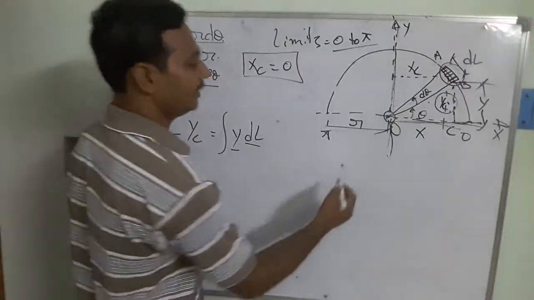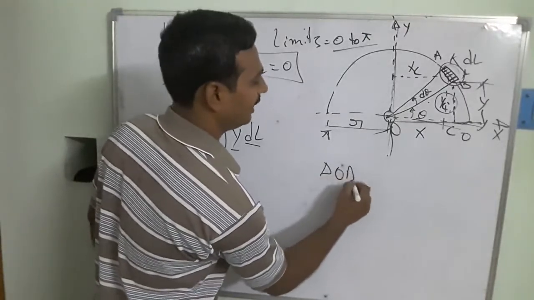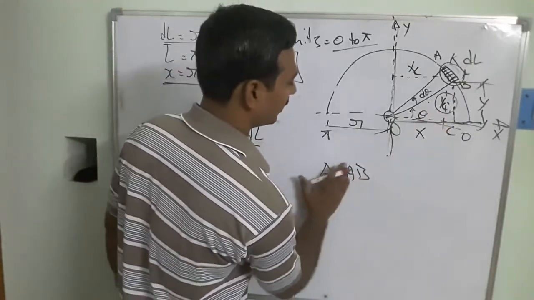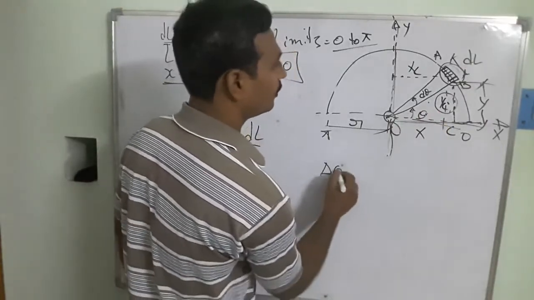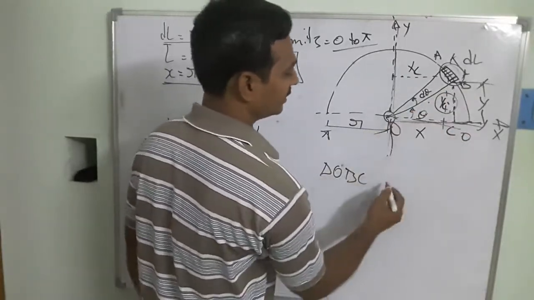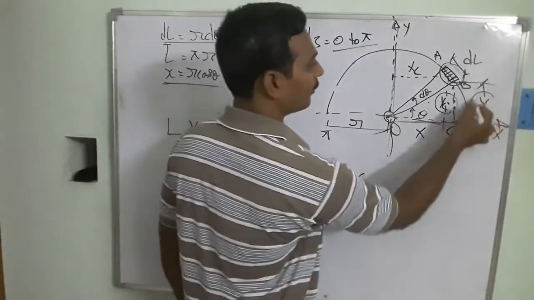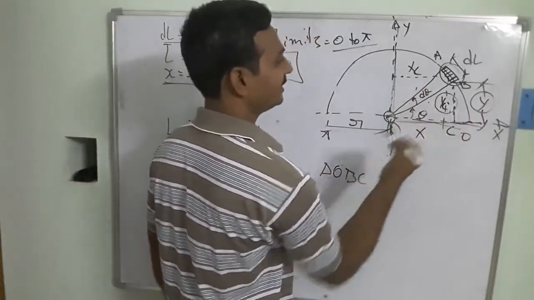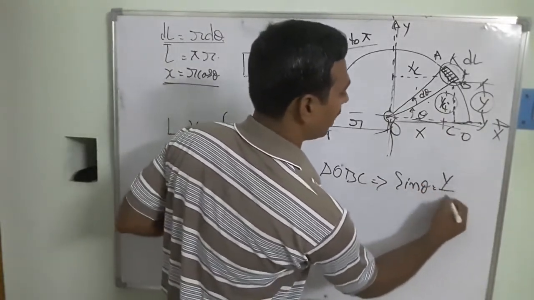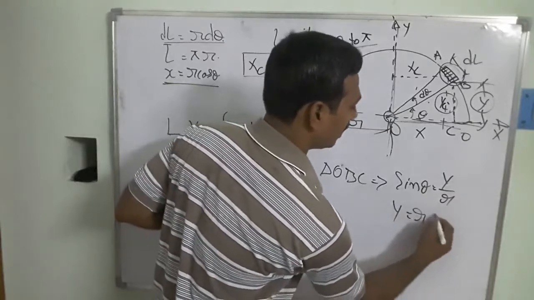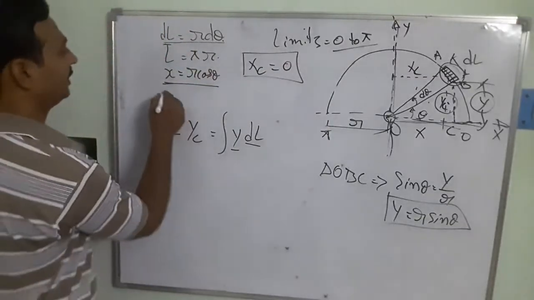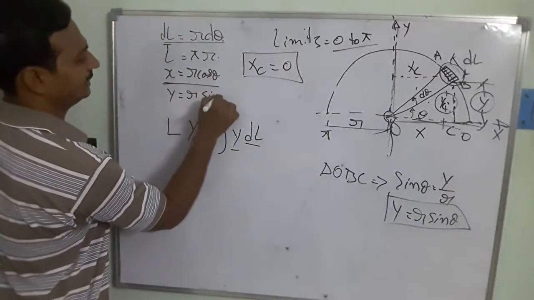Again we are going to take the triangle OAB. Sorry, not the triangle OAB. Now I am taking the OBC triangle, it is making the angle theta. So in this case we need to find the y value in terms of r as well as theta. So sin theta is equal to y by r. So y is equal to r sin theta, that we need to take. Right? So here, y is equal to r sin theta.